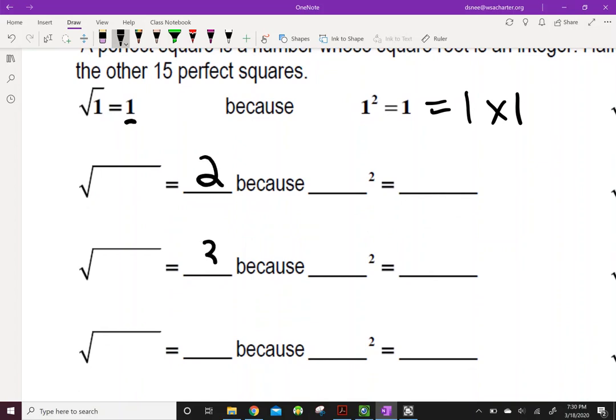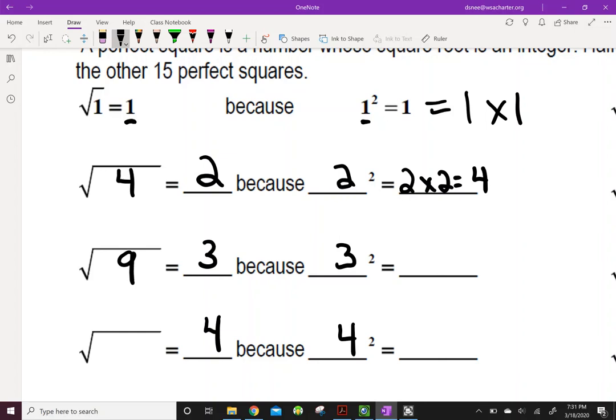After that, it's going to be a 3. After that, it's going to be a 4. Okay, and then we're going to follow along. Over here we had a 1, so here we're going to have a 2, and here we're going to have a 3, and here we're going to have a 4. And 2 to the second power, 2 squared, that's the same thing as 2 times 2, and we know 2 times 2 equals 4.